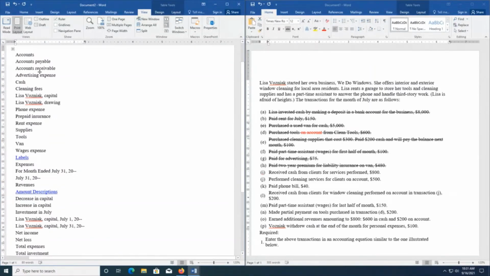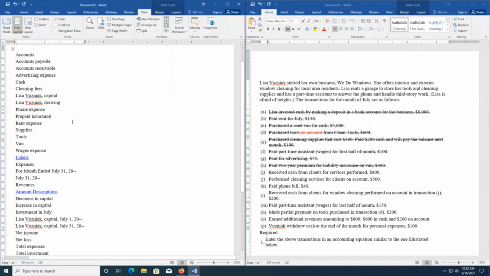Okay, so in our chart of accounts, is it accounts payable? No. Is it accounts receivable? We already said no because we already got the cash. Is it an expense? No, because we received cash. So we can eliminate all the expenses because expenses are where we pay cash. Is it capital? Did someone personally invest in our business? No. Do we take something personally out of our business? No. Doesn't have anything to do with insurance. Not supplies, tools, van, or wage expenses.